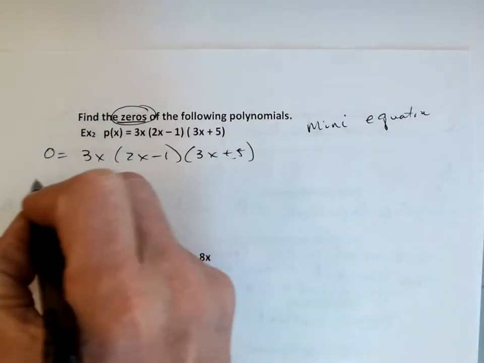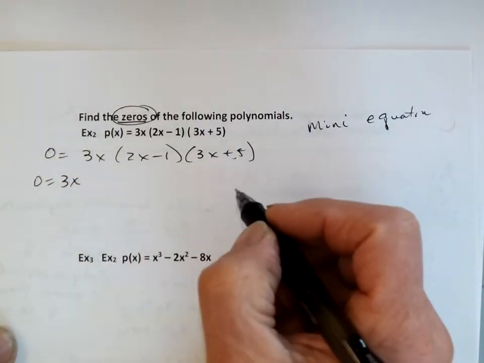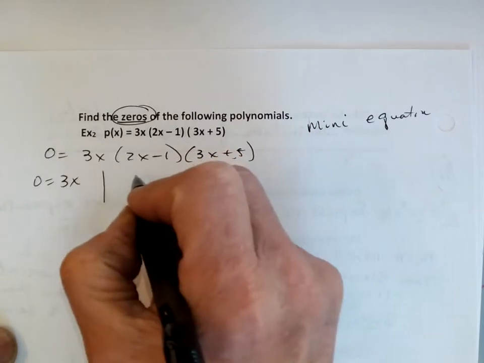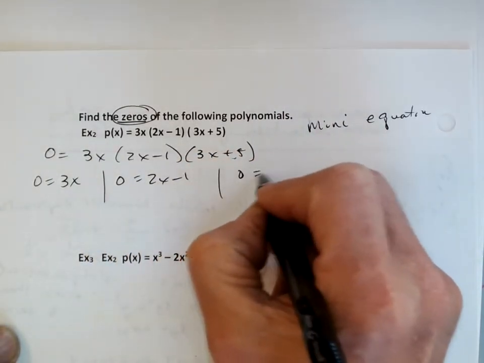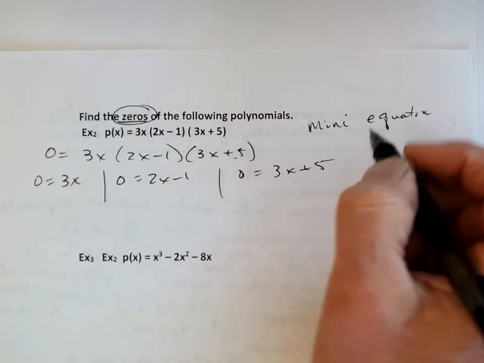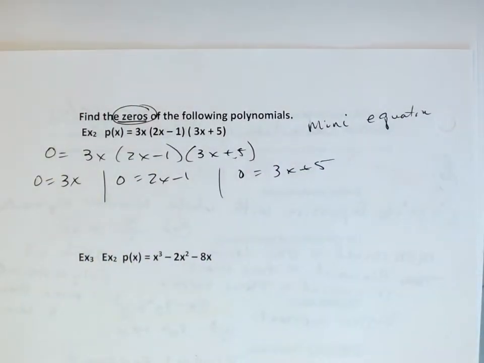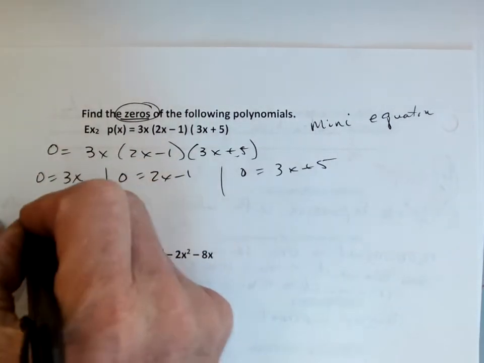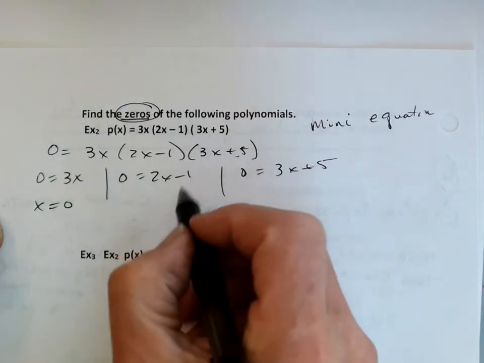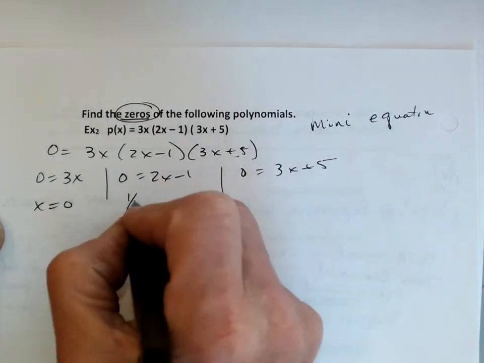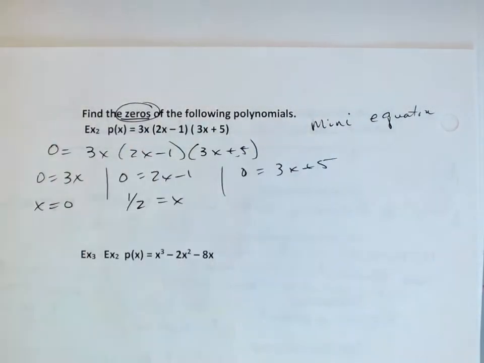So we just want to know when is 3x equal to 0. We want to know when 2x minus 1 is equal to 0. And we want to know when 3x plus 5 is equal to 0. And we'll find the x values that make it 0, okay? Divide by 3, x equals 0. Plus 1, divide by 2, I get 1/2, right?